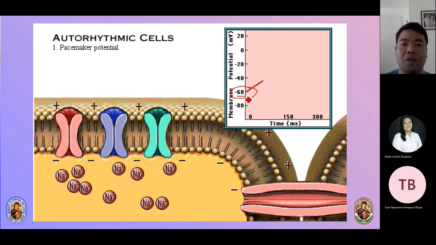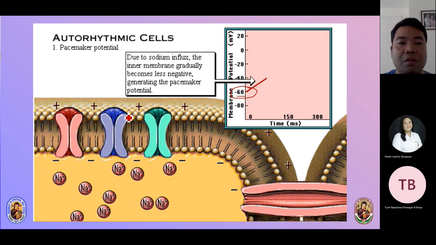See? So, the result: because the sodium channel is open, positive sodium ions entered the cell. It created a change in the membrane potential. If initially the membrane potential was negative 60 millivolts, right after a few sodium ions entered the cell, the negative 60 millivolts changed, it went up a little, closer to positive because positive ions entered the cell. But still, it is negative inside, because only a few positive ions entered. From being negative 60, it became just negative 40.